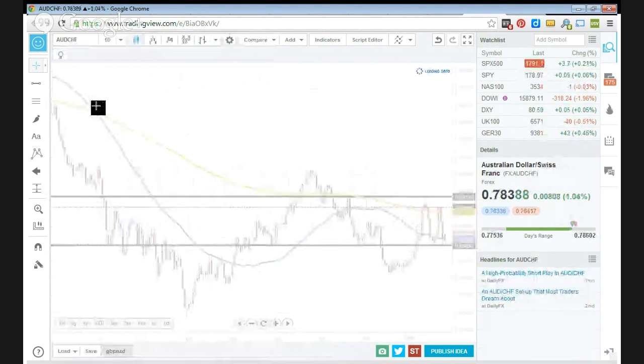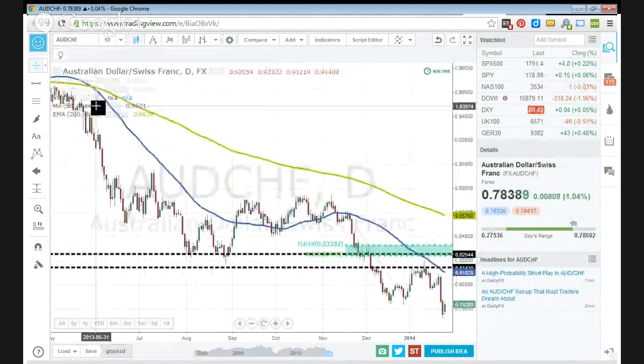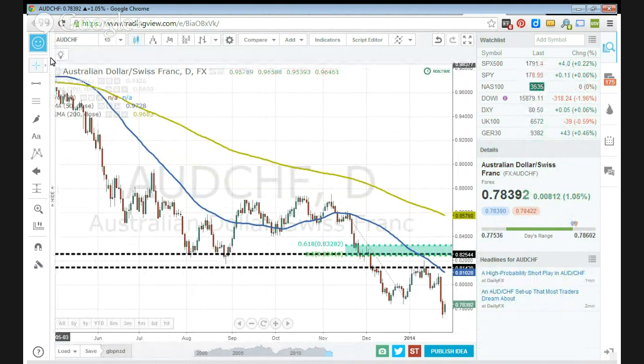Aussie Swiss. Okay. Nothing really at this time. Still waiting for that pullback. We got about 300 pips to go.